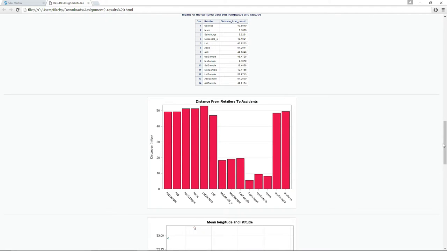Tesco, Sainsbury's and McDonald's are significantly closer to accidents than the other stores. It also shows that there's quite a high level of confidence between most of the sample and the normal sets, apart from Sainsbury's, which has a significant difference.